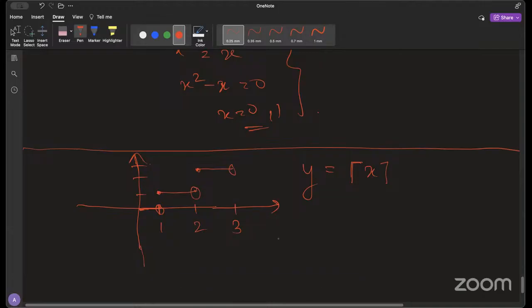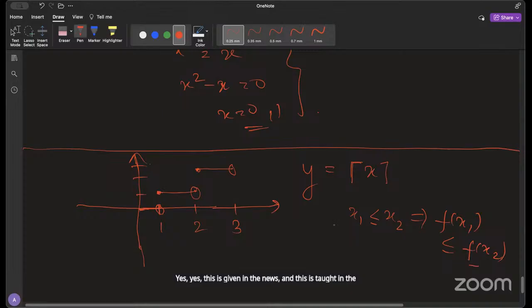Is this an increasing function? It depends on how you define an increasing function. In the notes, it's given that if x1 is less than or equal to x2 and f(x1) is less than or equal to f(x2), then it is an increasing function. Is this given in the notes? Yes, this is given in the notes and this is taught in the lectures as well. Okay, so then it is an increasing function.